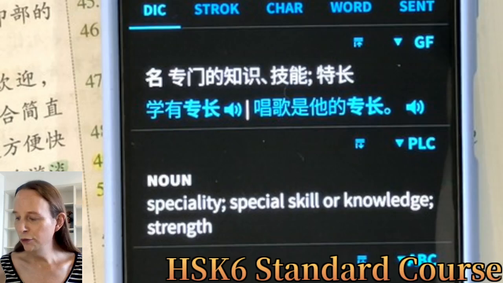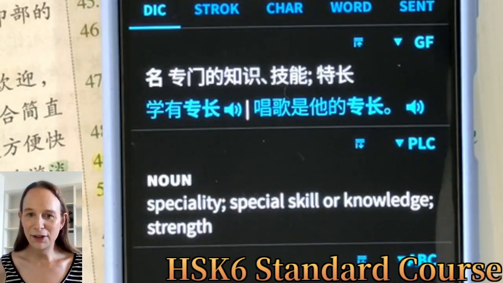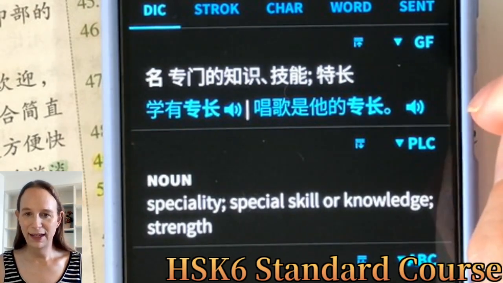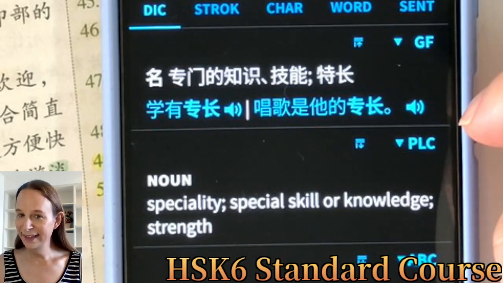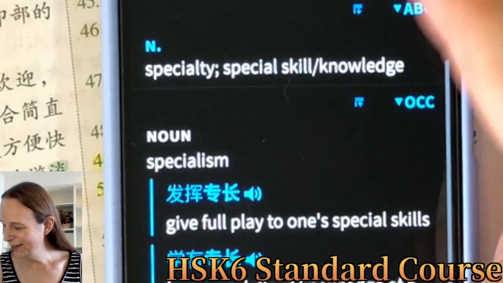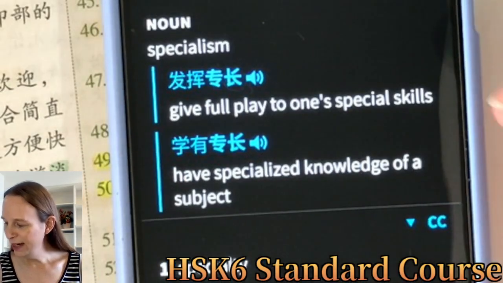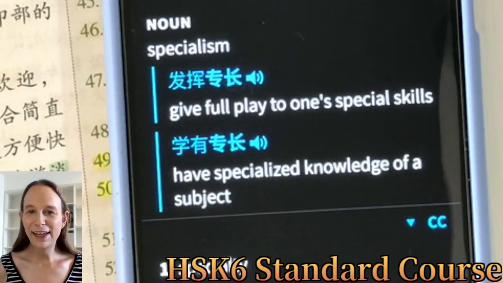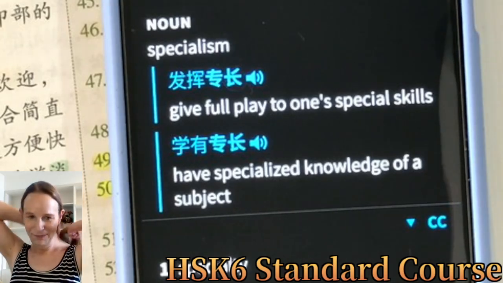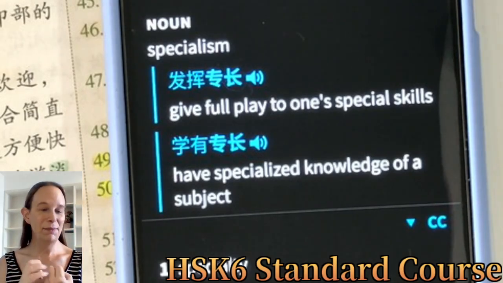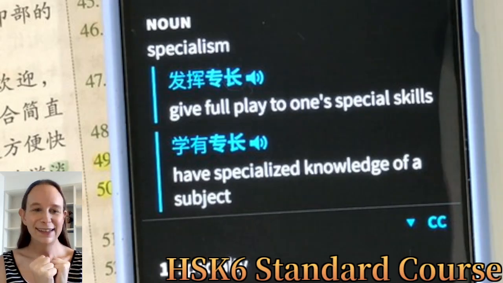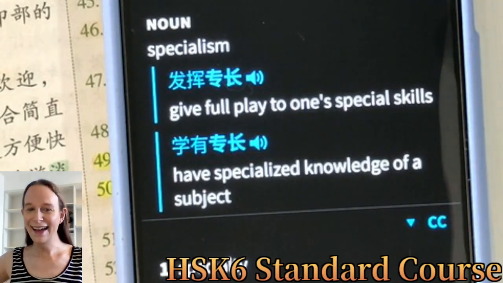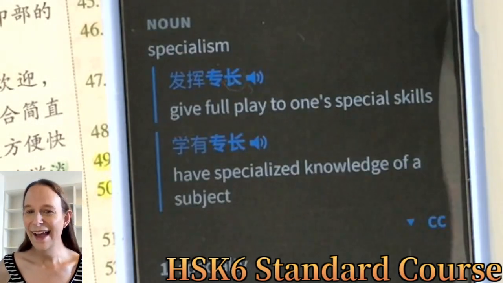唱歌是他的专长. Okay, so you're not just saying that this person is good at singing, they're also not particularly good at anything else. I guess that's the impression. 发挥专长. Okay, it gets translated to give full play to. So you have this skill, but maybe you don't have an opportunity to use said skill. But maybe the opportunity arises and it's like, haha, my time has come.